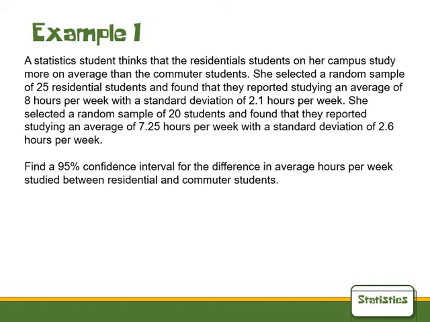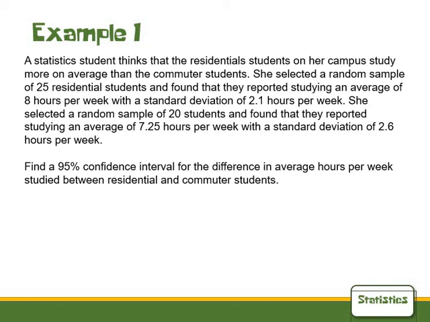So for mu1 minus mu2, where those mu's are the average hours per week that the residential and the commuter students study. You'll notice, I'll point out, the sample sizes are not the same. They don't have to be. You don't have to have what they call a balanced study, where your sample sizes are the same. There might even be a reason. Maybe there are more residential students in the population than commuter students, and you want your samples to represent that. So you can have different sample sizes. That's why it's important that we distinguish between N1 and N2.